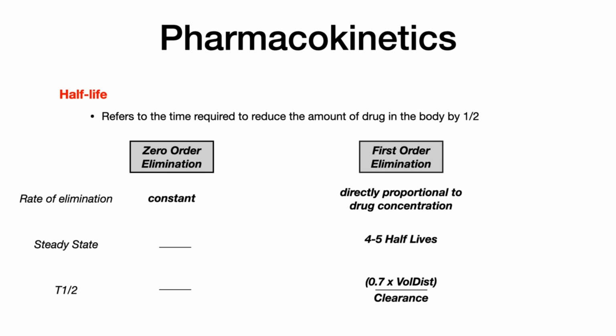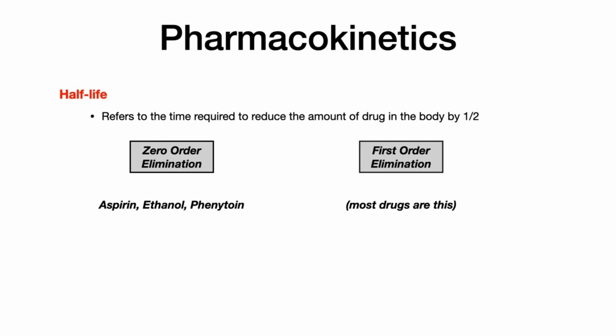So as I told you on the previous slide, half-life and volume of distribution are very much related, because you see here volume of distribution is in the half-life formula for first order elimination. Now, as far as the big conceptual picture of why this matters, most drugs undergo first order elimination, and therefore you can calculate roughly how much time to steady state, etc.